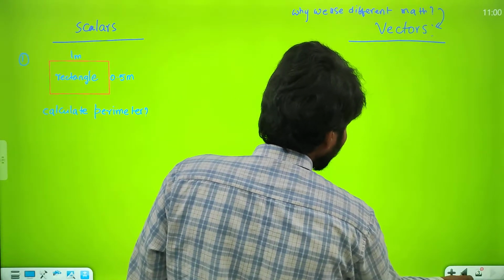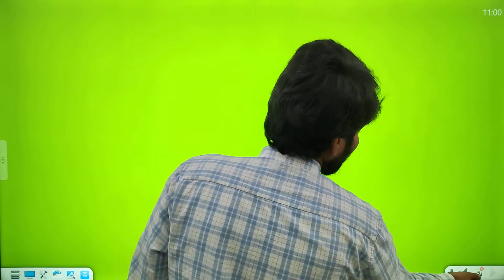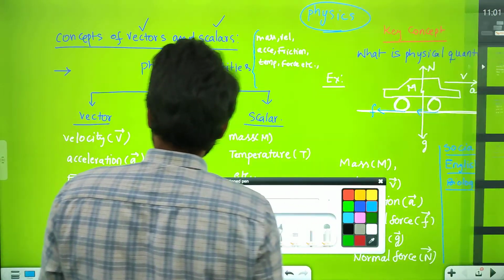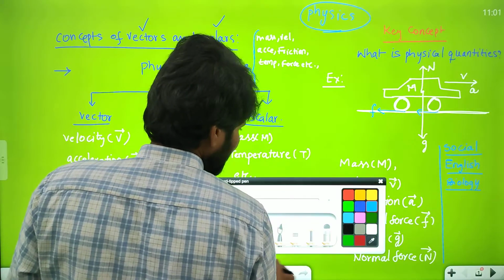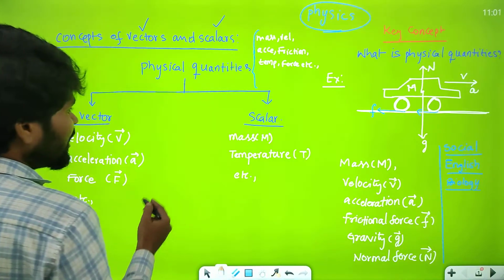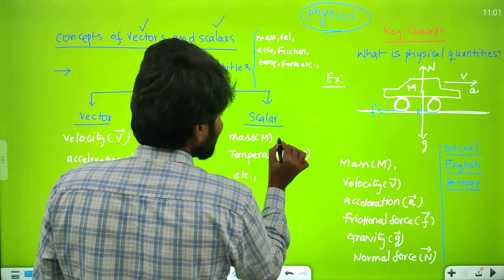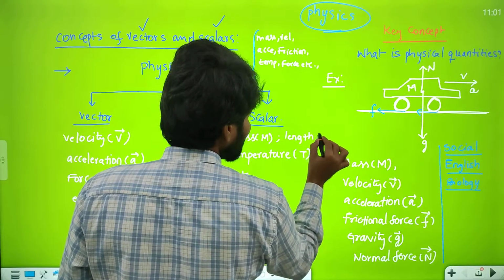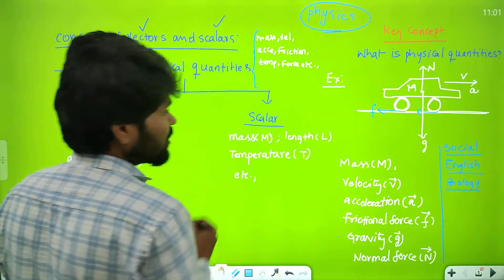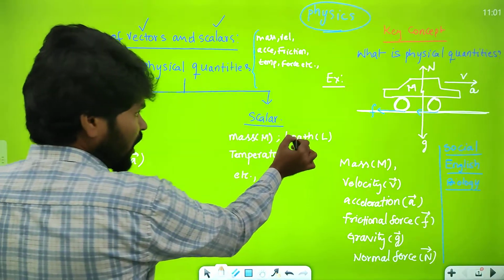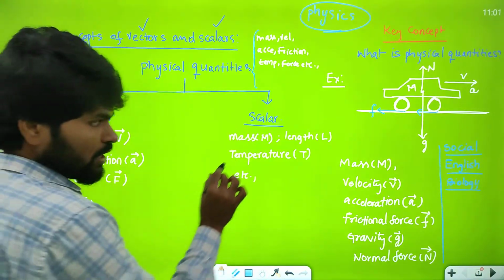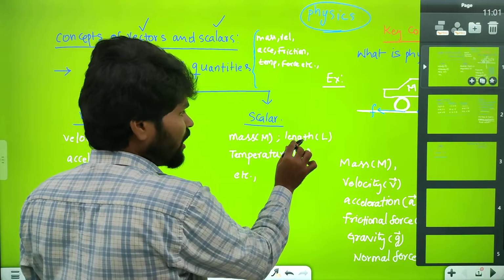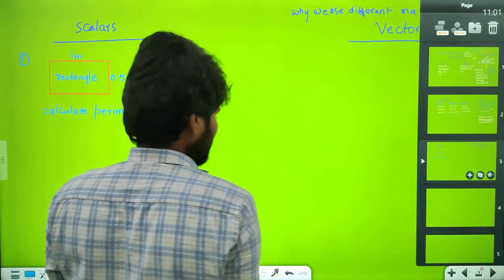Actually, let's come to the physical quantities here. The physical quantity length is also a scalar. Why did I draw this length? Because now this word I encountered, because this word I got here.